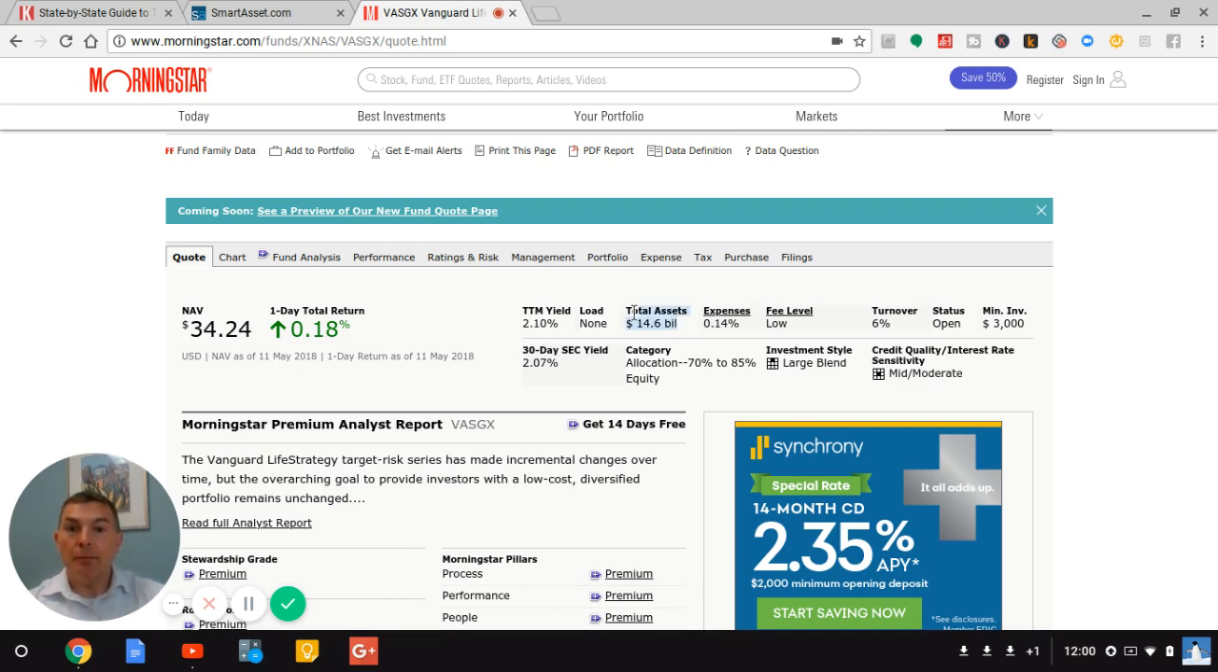Total assets is important. If you're doing index funds, as you should be, total assets is almost irrelevant. But generally speaking, the bigger the fund, the less nimble it can be. On an index type of fund, it doesn't matter. We don't need to be nimble.